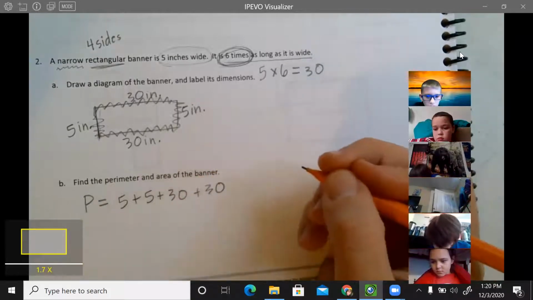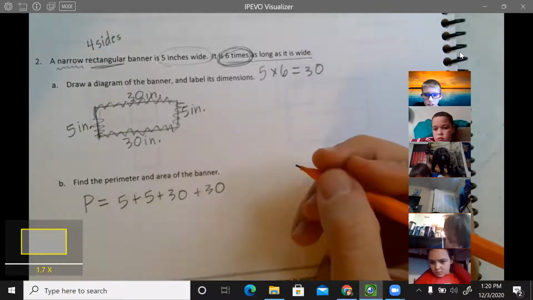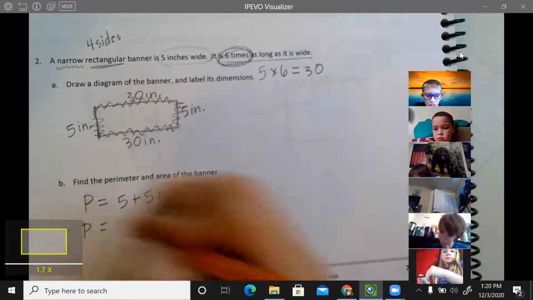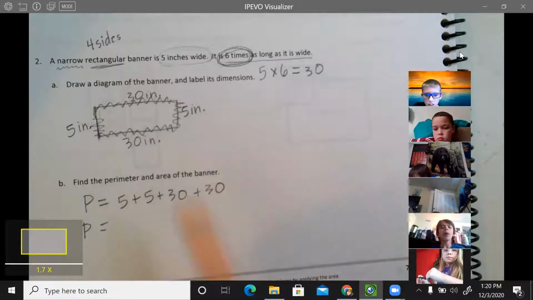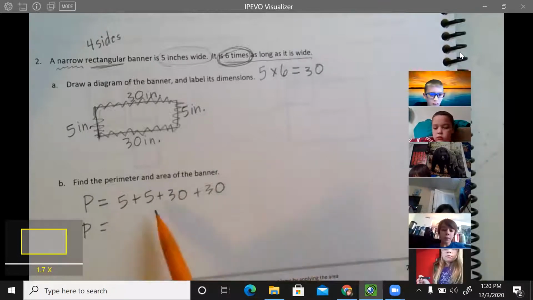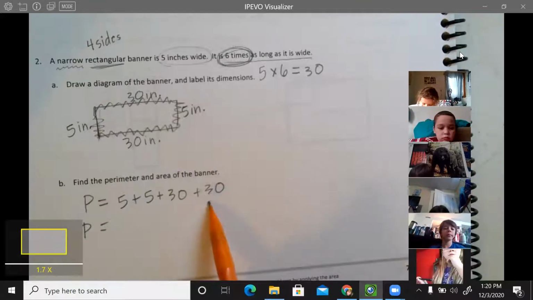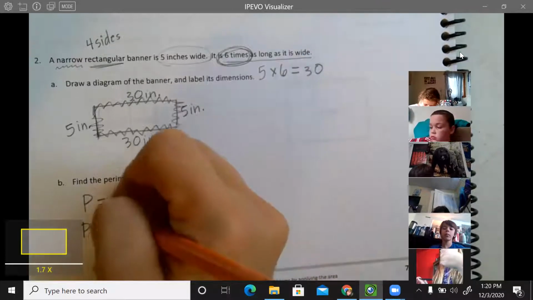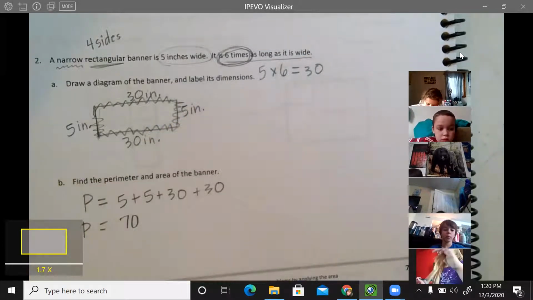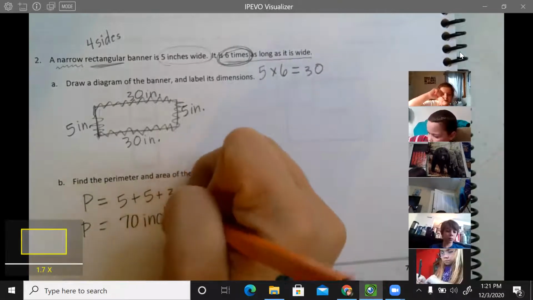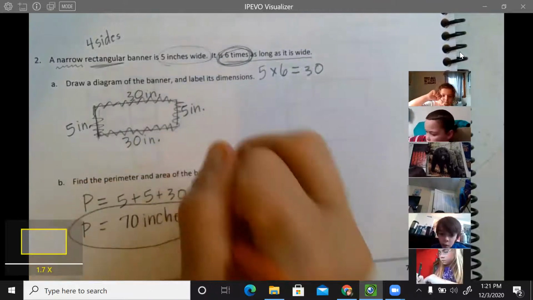Okay, so remember, now that we are finding area and perimeter and not testing your computation, you can use a calculator if you like, but I think we could do this one. Cooper, what's 5 plus 5? 10. What's 10 plus 30? 40. 40 plus 30? 70. How would we label this, Cooper? 70 what? IN dot. Good. IN, or you can even spell it inches if you want. Let's go ahead and circle that. 70 inches.